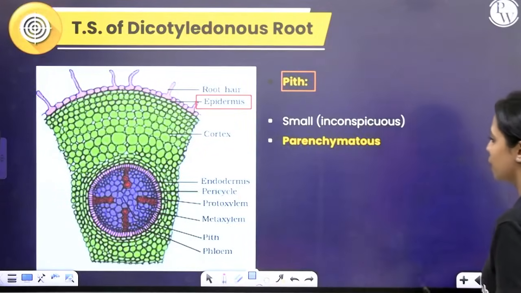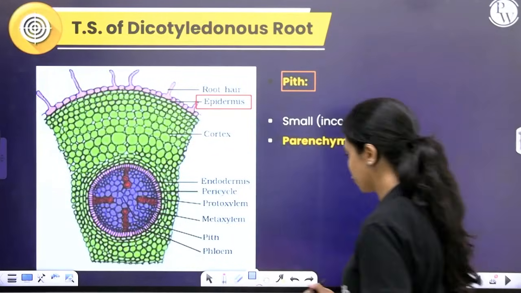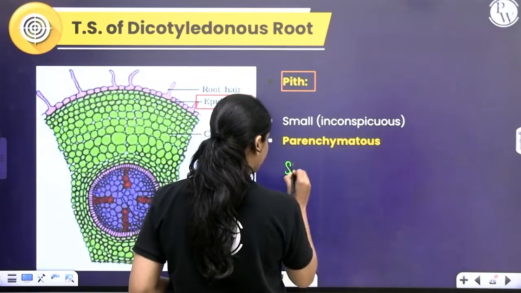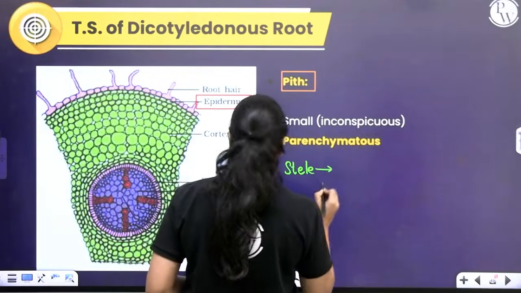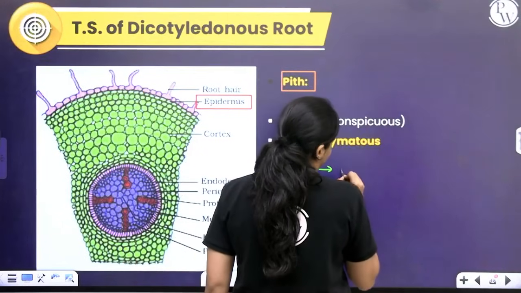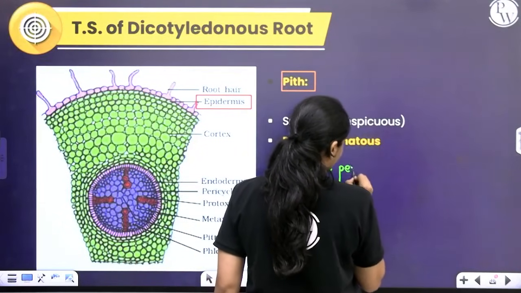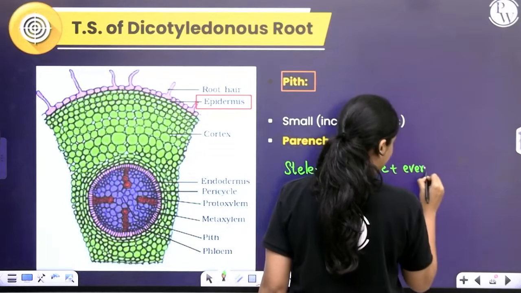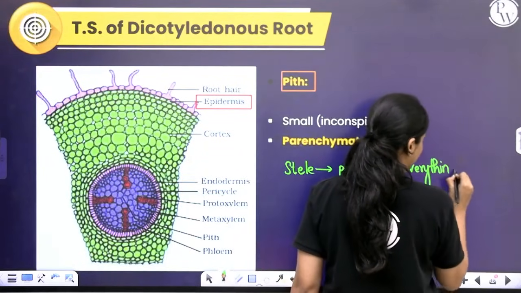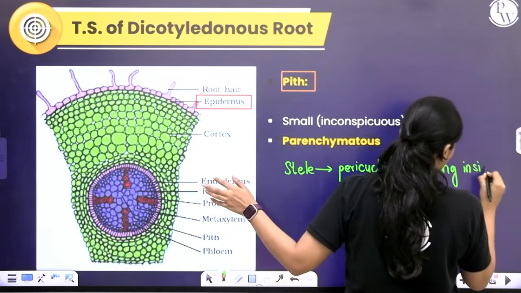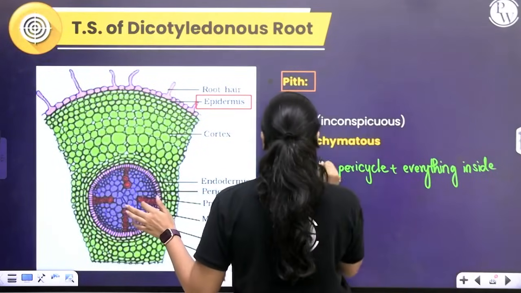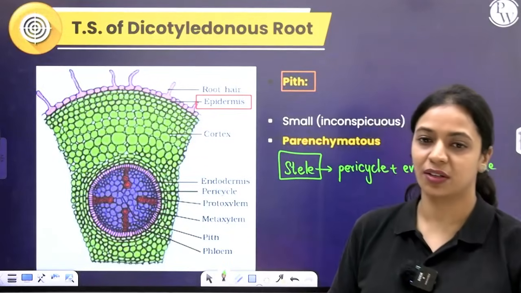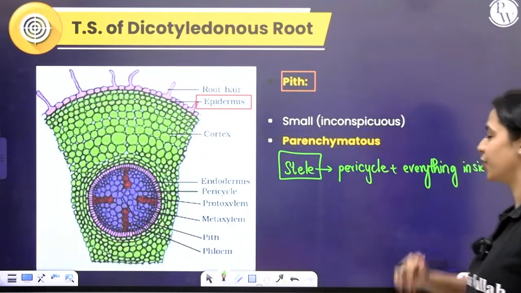Now, there is one term that you should remember, which is called the stele. S-T-E-L-E, stele. Stele includes the pericycle plus everything inside it. So, a stele includes the pericycle, the vascular bundles, the pith, the conjunctive tissue, everything. That's about your dicot root.